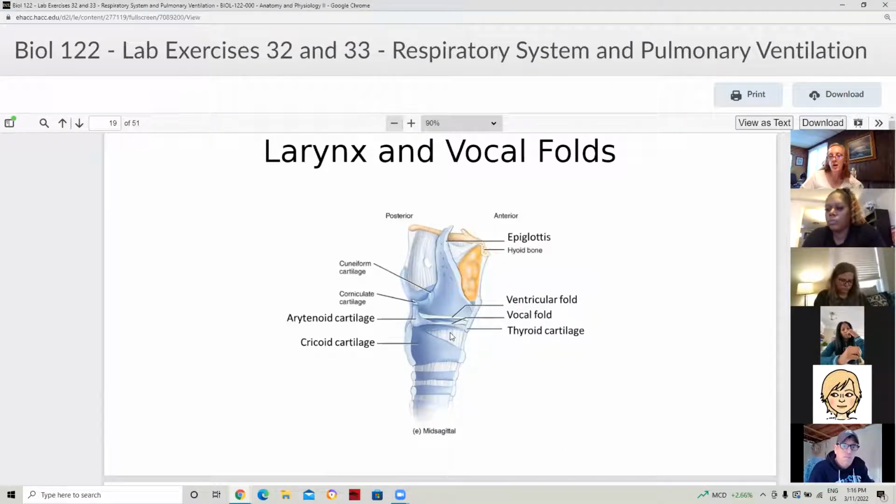Since they're right here and the cricothyroid ligament is right here, this is where you do a tracheostomy.